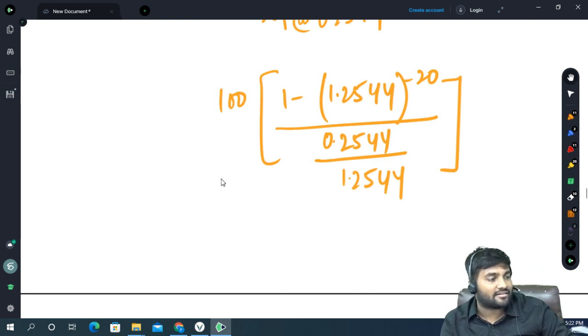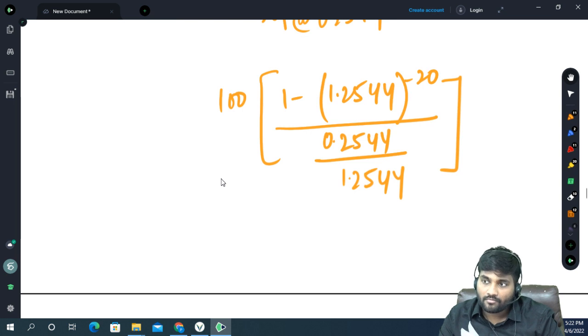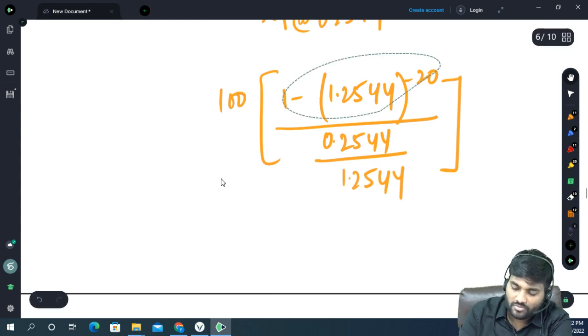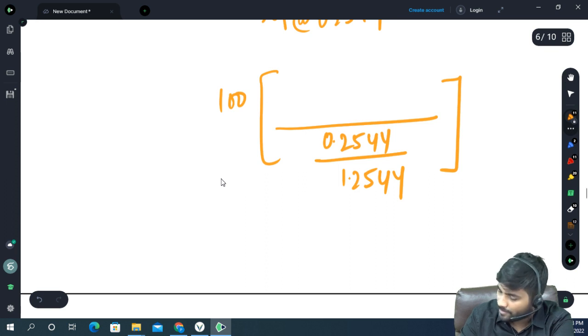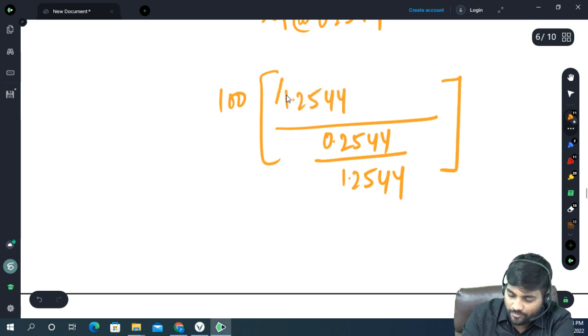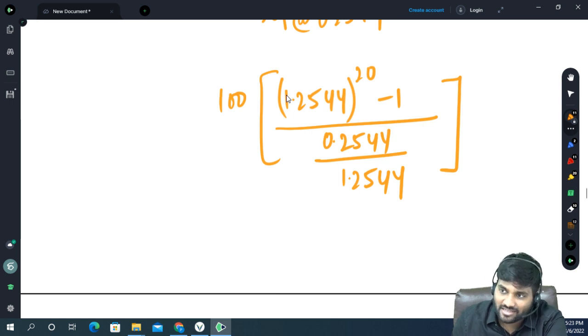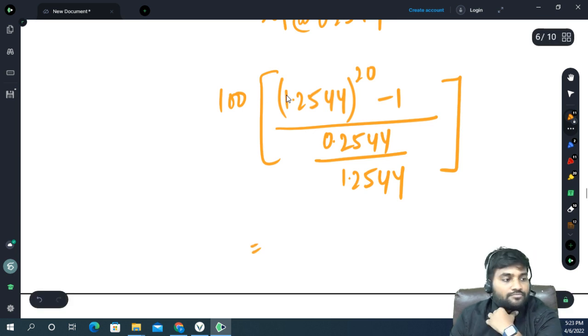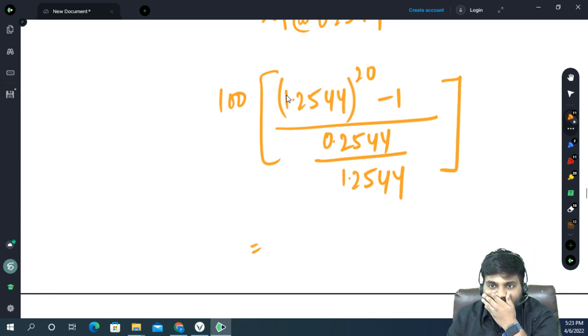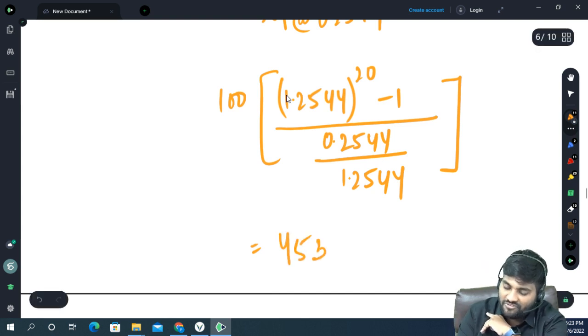45. The answer given at back is correct. Sorry. Now this will be 1.2544 to the power 20 minus 1. It is as due 20, na? So 1 plus i to the power n minus 1. Now solve and get the answer. Very important question. 4538.65. Very good.